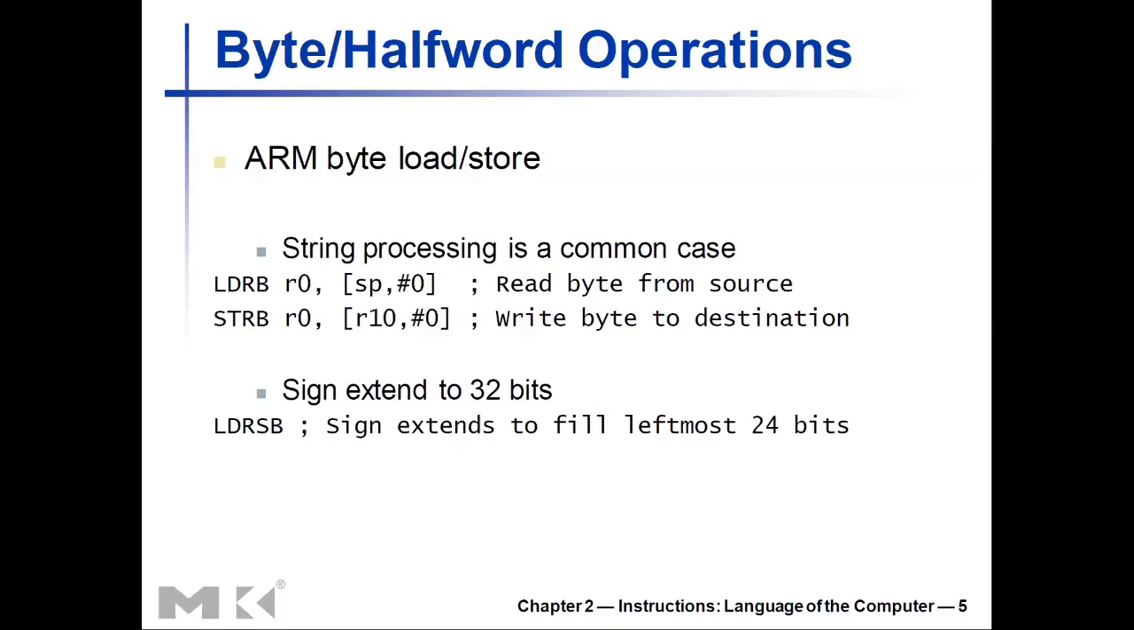If you just execute LDRB, the leftmost 24 bits will be filled with zeros, all zeros. And if you execute LDRSB, these 24 bits are going to be filled with the most significant bit in the byte you are loading. Right? That is actually what we are calling the sign extension.